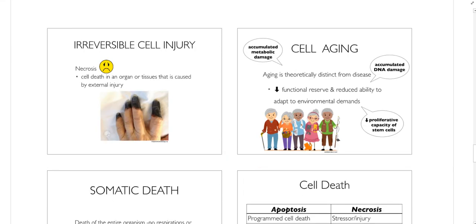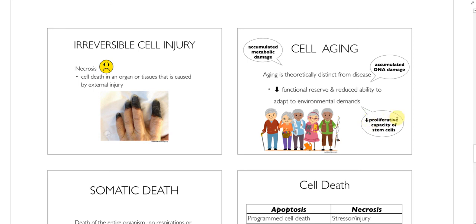So cells also age. They can accumulate metabolic damage. They can accumulate DNA damage over time, which is natural. So for example, telomeres are partially what help to control and give these cells their ability to replicate, reproduce. And over time, they shrink, making it much more difficult for them to properly reproduce. And that leads then to the potential of developing cancer.